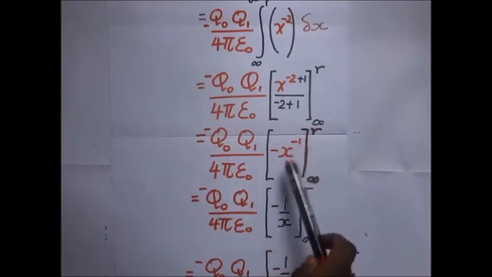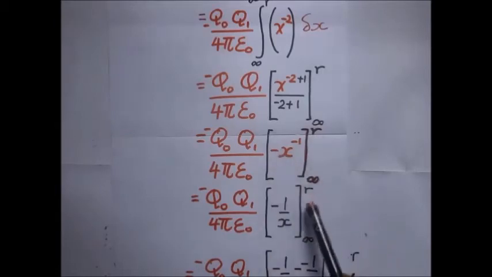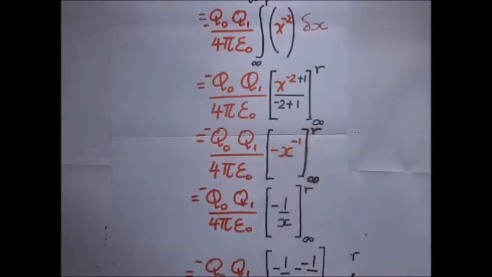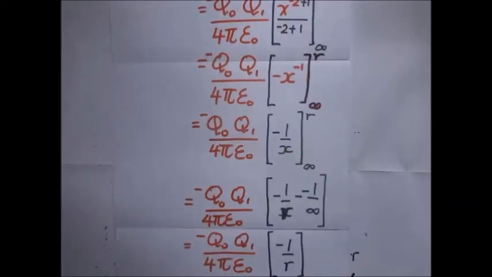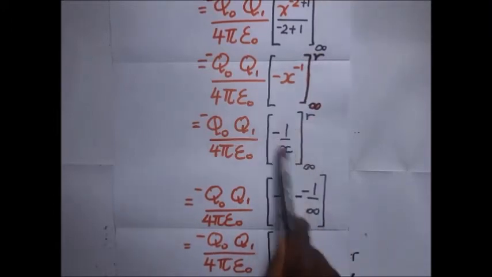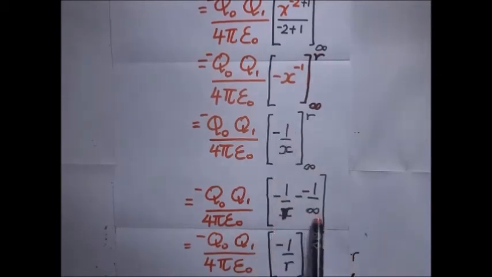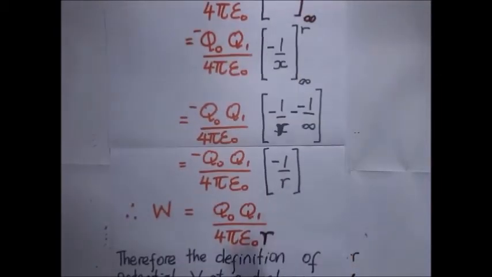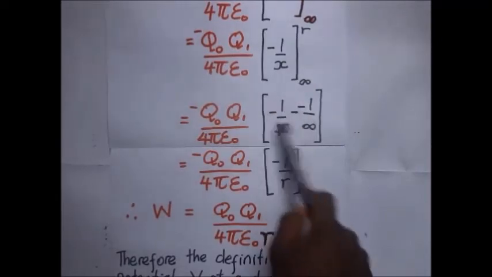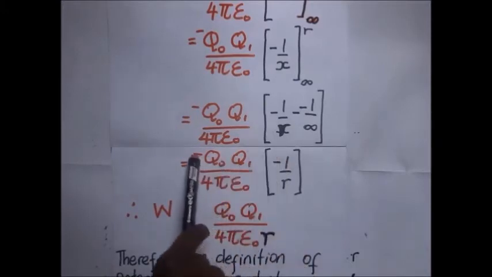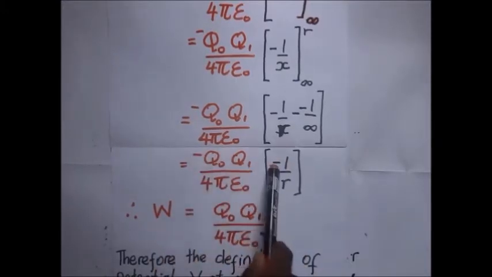Now we substitute in for R here. This negative x to the power negative 1 is the same as negative 1 over x. We substitute in our limits of integration. It's going to be 1 over R, we get that from here, minus, we substitute for infinity there, negative 1 over infinity. So from here we'll end up with negative 1 over R. This negative and that negative, multiplying these two will give us a positive.